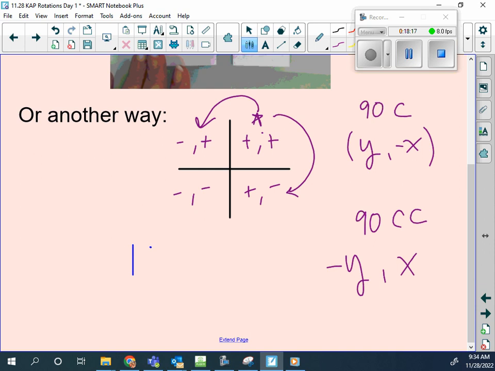If I wanted to do a 180 either way, it lands me here. And I don't flip the letters. I have to remember that. I don't flip the letters. It's just x, y, but it's change. There's the rule. You see?